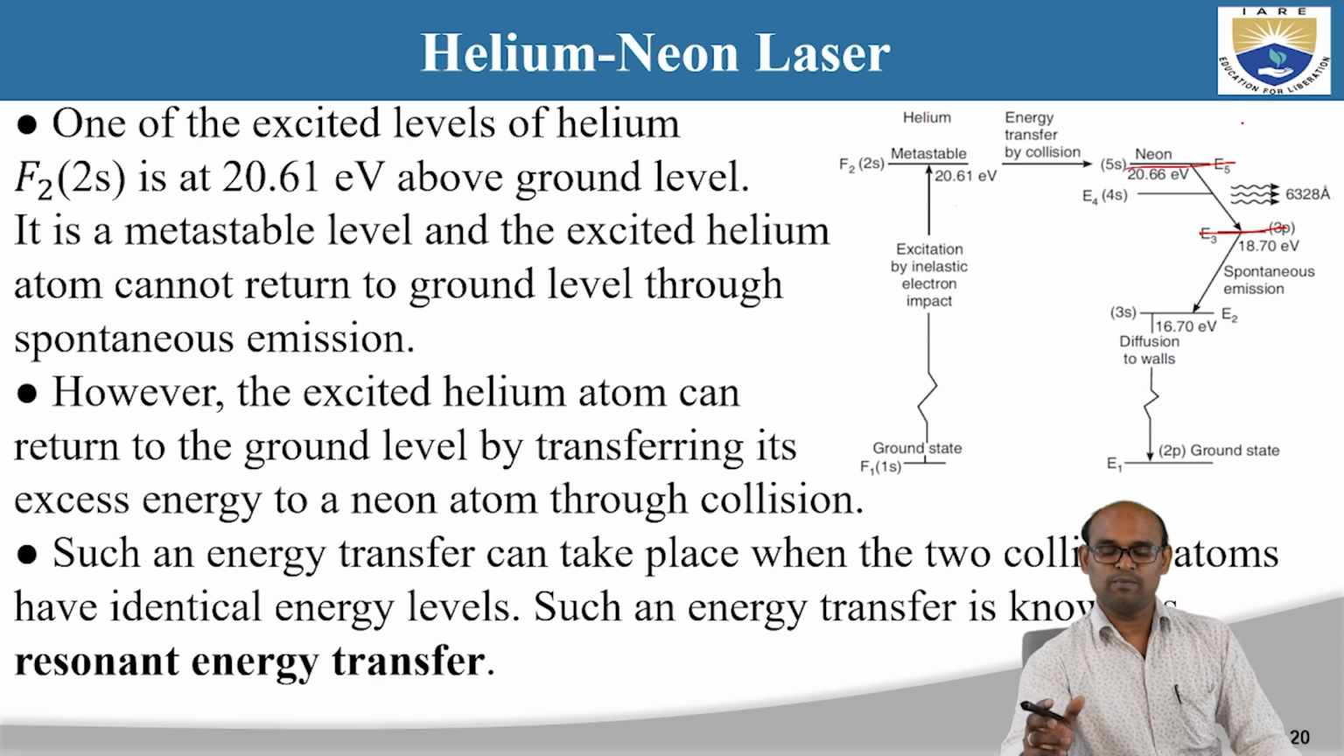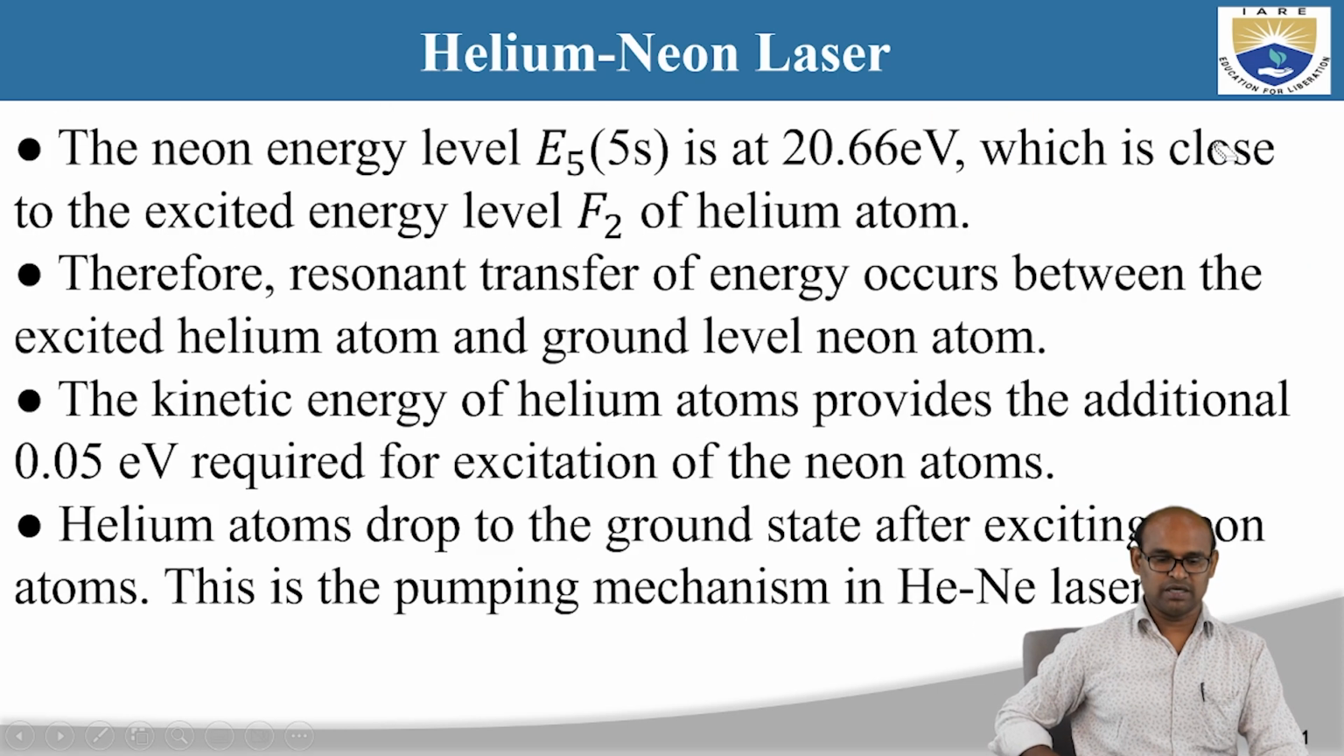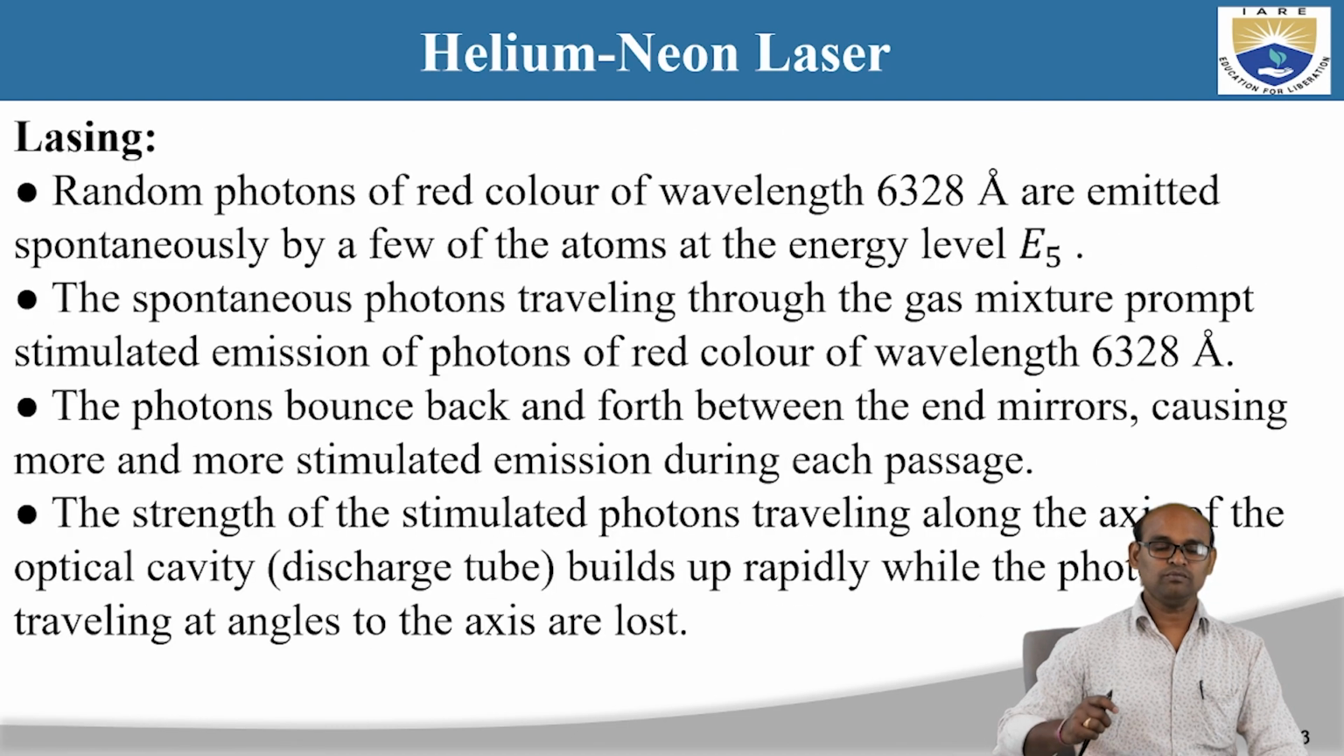So E5 is the upper lasing level and E3 is the lower lasing level. Out of these, E5 is a metastable state. Very good. Now, once the population inversion is achieved, spontaneous emission occurs, leading to lasing action.